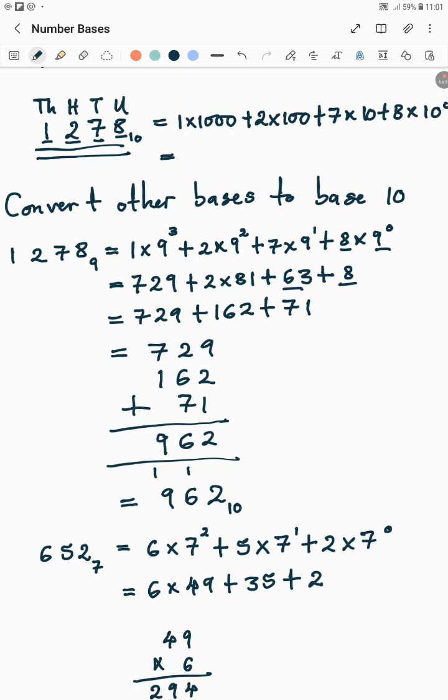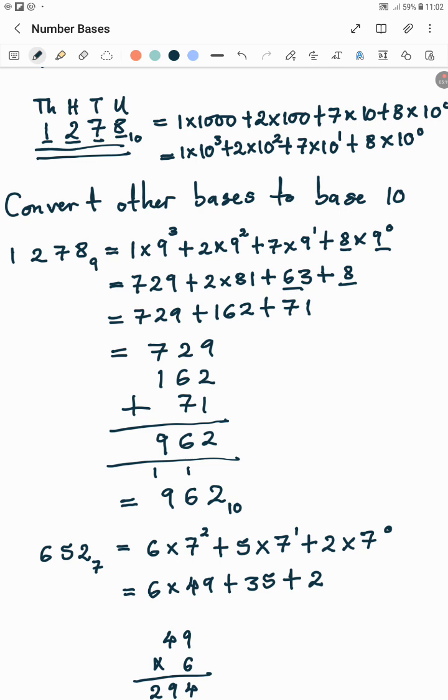So in other words, we are saying this is 1 times 10 to the power 3 plus 2 times 10 to the power 2 plus 7 times 10 to the power 1 plus 8 times 10 to the power 0, which is equal to 1.